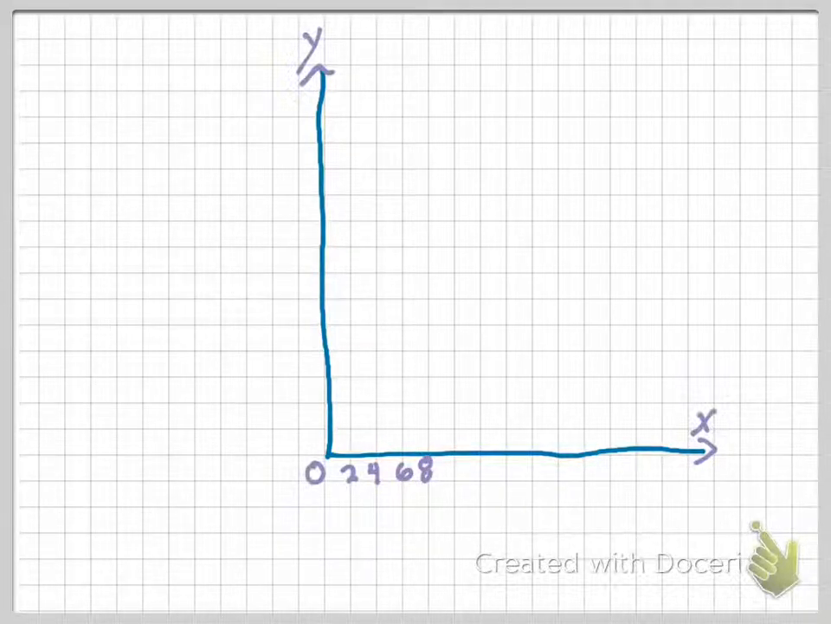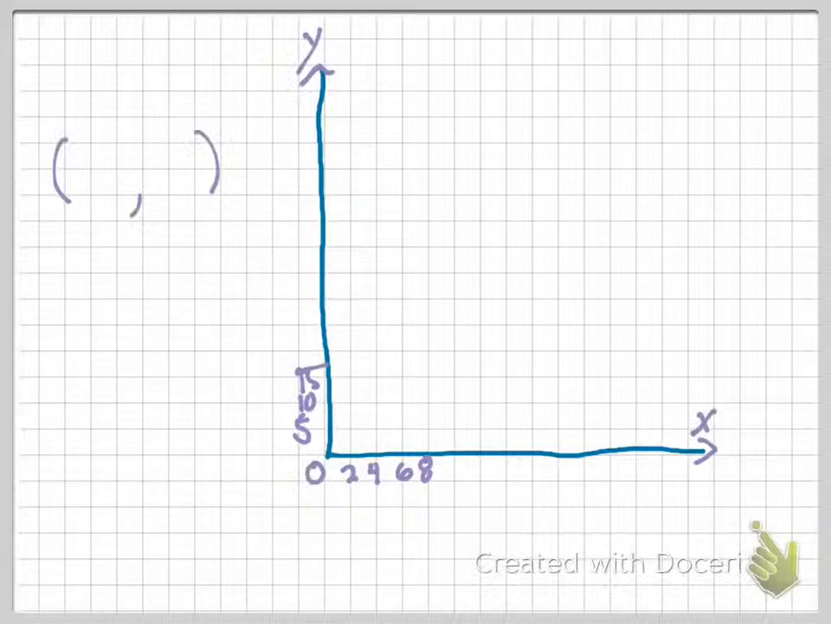Now you could have a different scale on your x-axis and on your y-axis. It depends on what your numbers are, what your coordinates are. So I could have 5, 10, 15, and I would have to count by 5s the whole way up. What tells you what your scale should be are your ordered pairs.